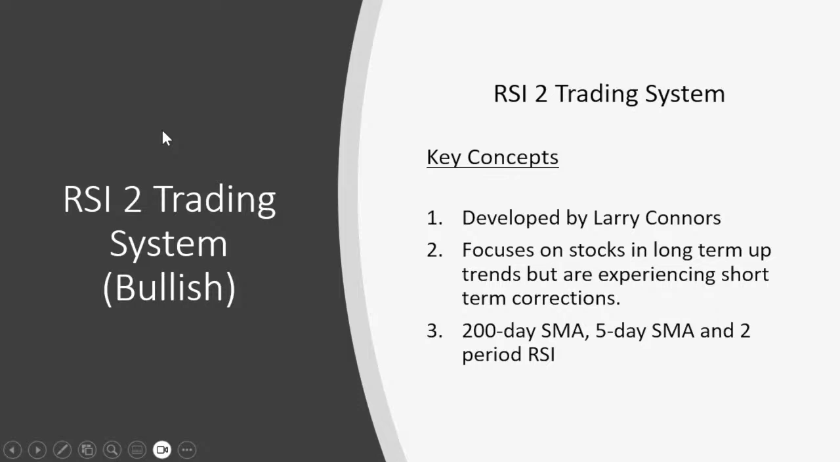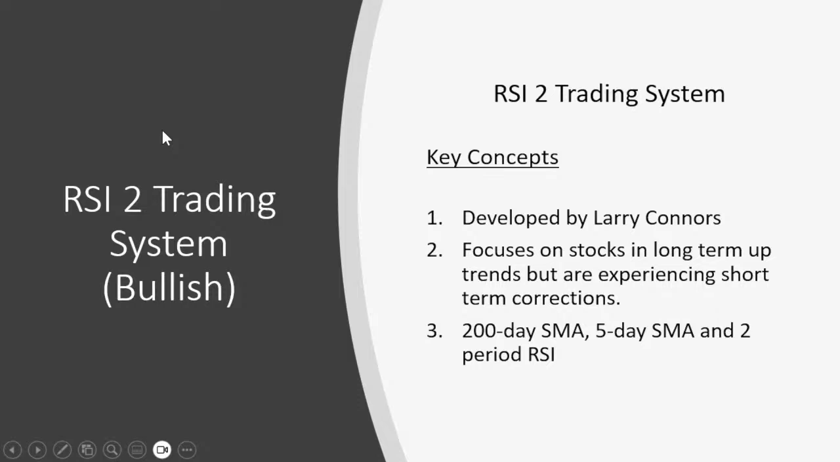A 200-day simple moving average to identify the long-term trend. Key concept number 2 there is the types of stocks that we're really focusing on first and foremost: stocks that are in long-term uptrends. So he uses a 200-day simple moving average to identify the long-term uptrend. The short-term correction is identified by using 2 indicators, a 5-day simple moving average and a 2-period RSI.